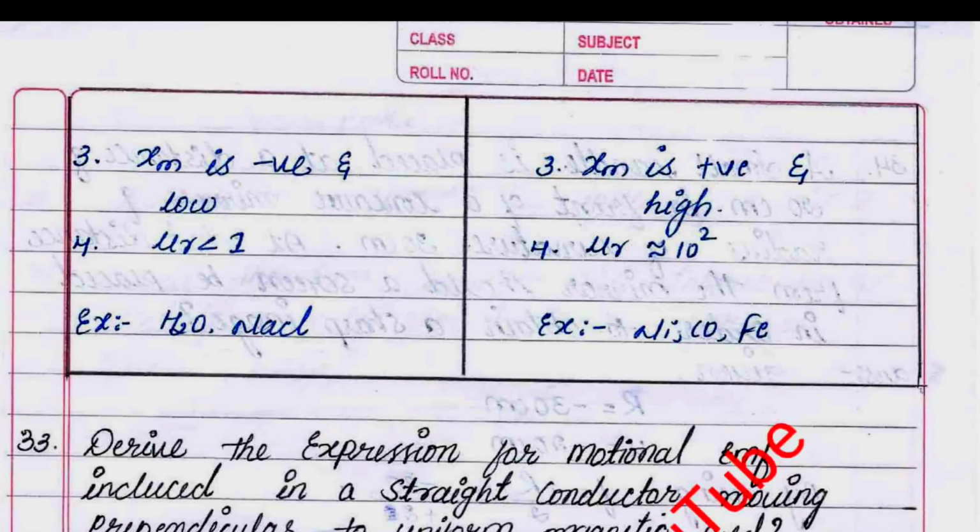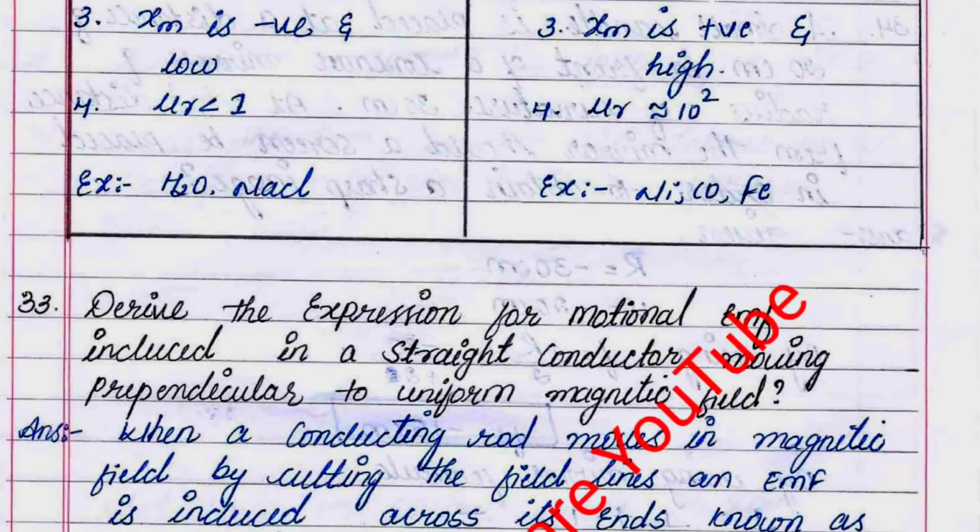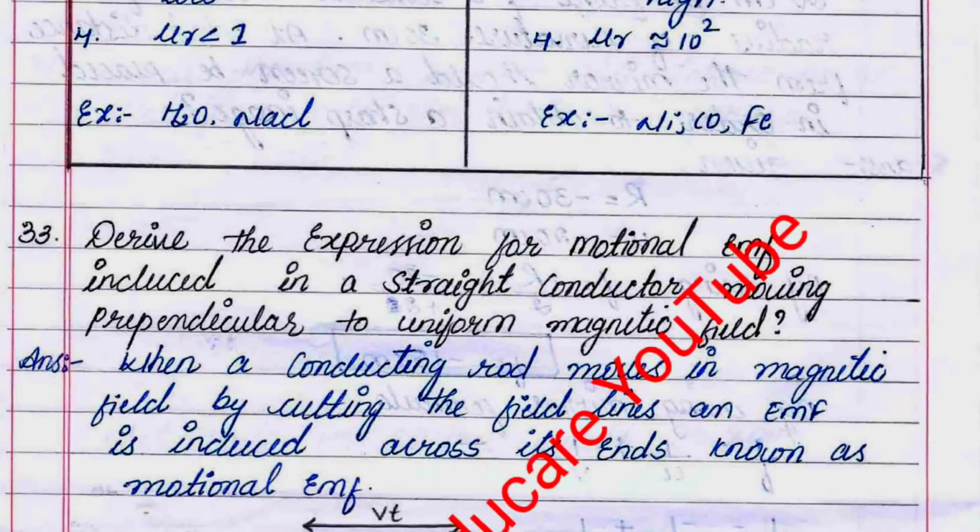Derive the expression for EMF induced in a straight conductor moving perpendicular to a uniform magnetic field, and the answer is below.